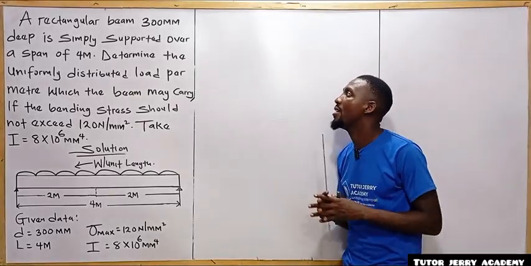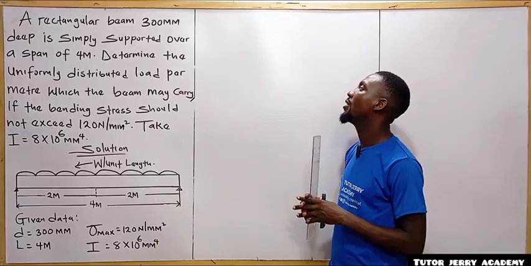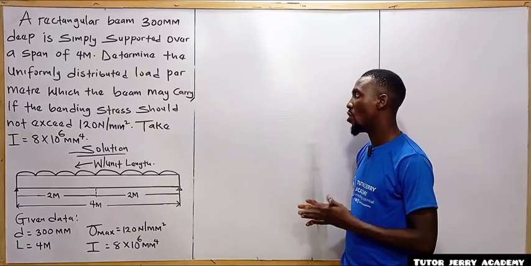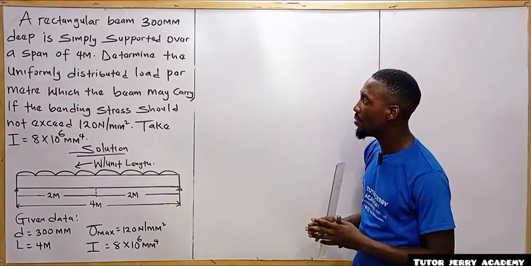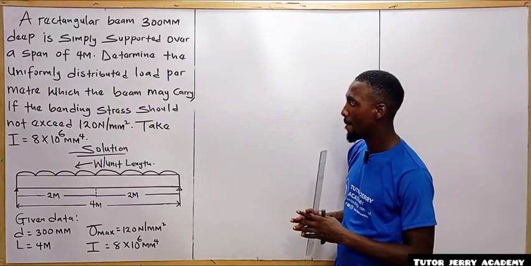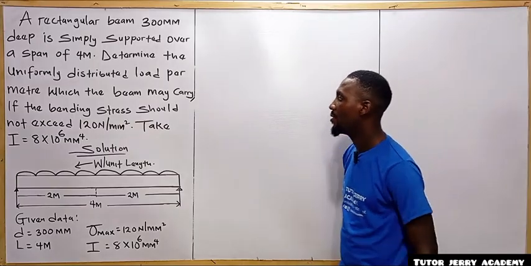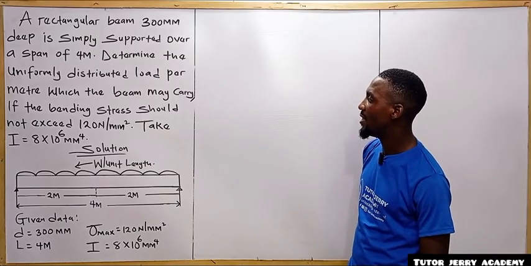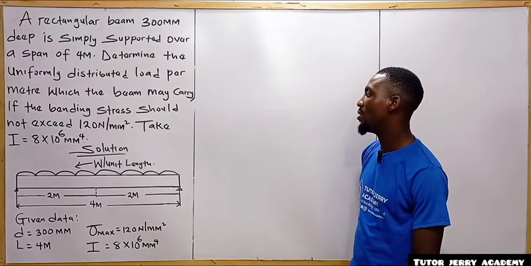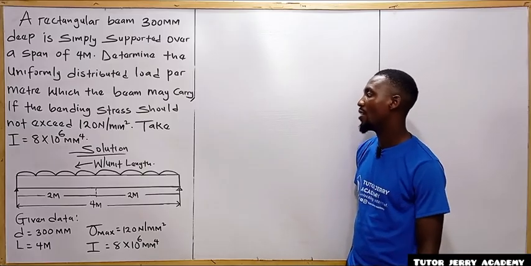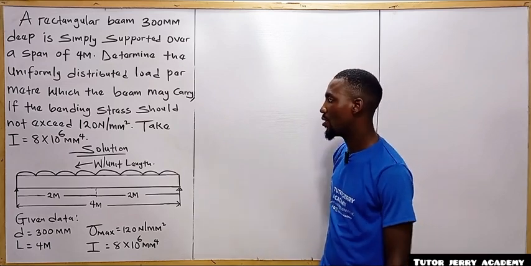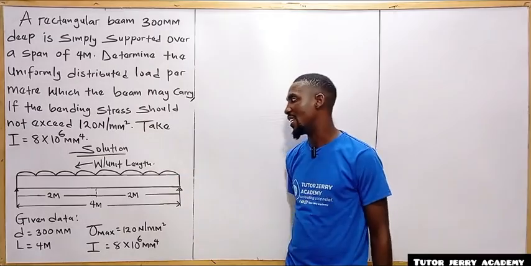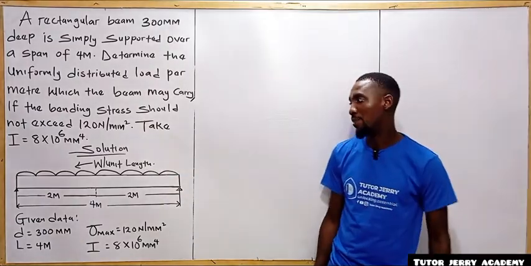It says a rectangular beam 300 mm deep is simply supported over a span of 4 meters. Determine the uniformly distributed load per meter which the beam may carry if the bending stresses should not exceed 120 Newton per millimeter square. Take your moment of inertia to be 8 times 10 to the power of 6 mm to the power of 4.